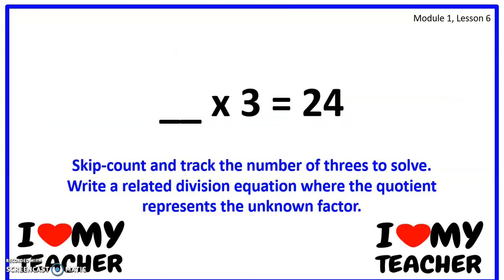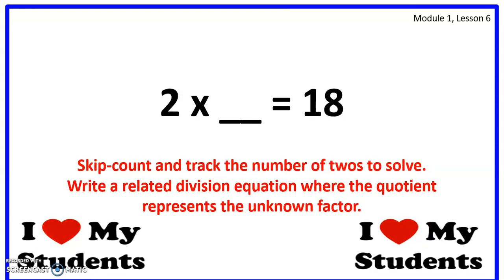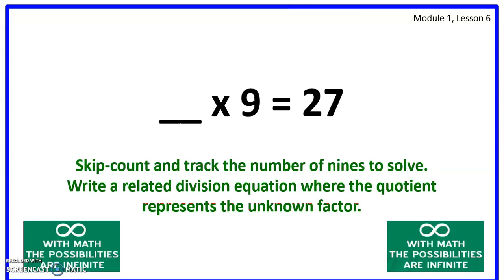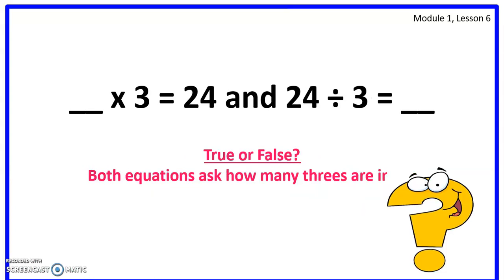What do we multiply by 3 to give us 24? And that number is 8. This is 2 times 9, 18. 3 times 9, 27. So let's see if this is true. Both equations ask how many threes in 24. What do we multiply by 3 to give us 24? That's 8, and 24 divided by 3 is also 8. 8 times 3 is 24, and 24 divided by 3 equals 8.